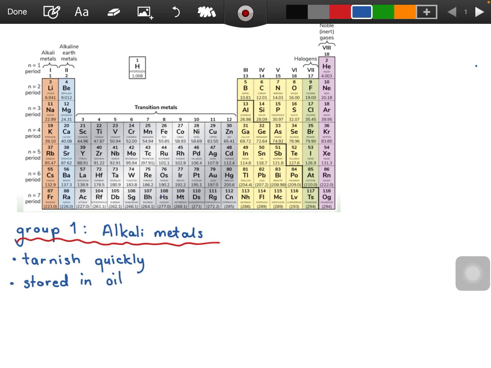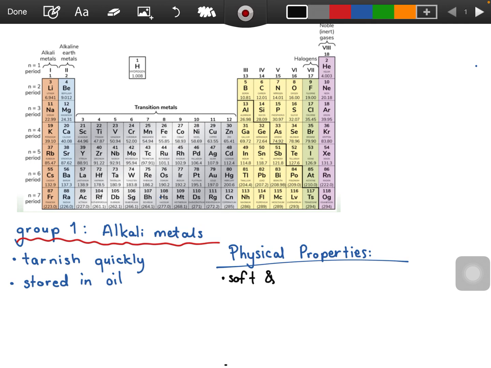Now let's look at our physical properties of these. Okay, so maybe I'll just go over here to do our physical properties. My physical properties for these, well, they're soft and easily cut. Our physical properties of these metals is that they are soft and easily cut. You can look up lithium, sodium, potassium, any of these, and see that they are soft and easily cut.